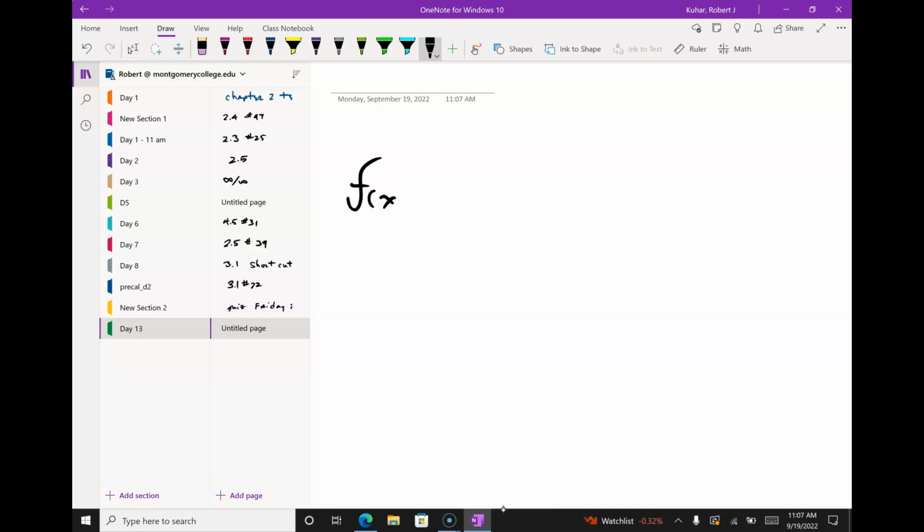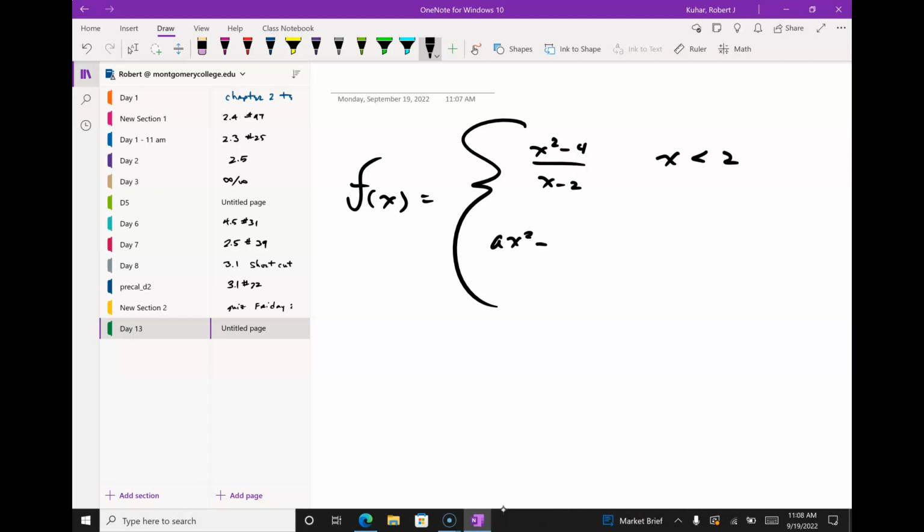Here's our problem. It looks like an old test. f of x is a 3-piece function. I've got x squared minus 4 over x minus 2 if x is less than 2. I've got ax squared minus bx plus 3 if 2 is less than or equal to x, which is less than 3. And 2x minus a plus b if x is greater than or equal to 3. Thank you. Perfect.